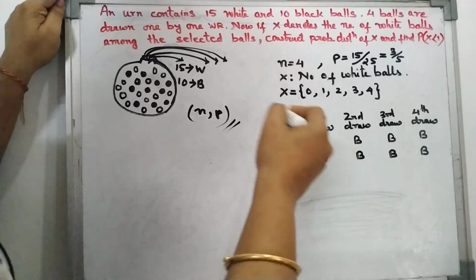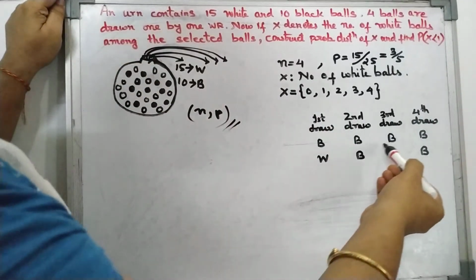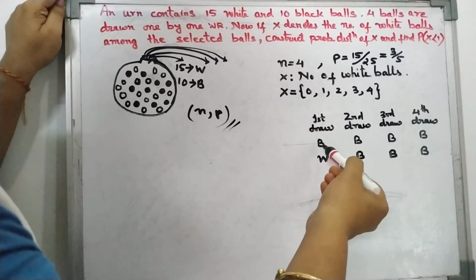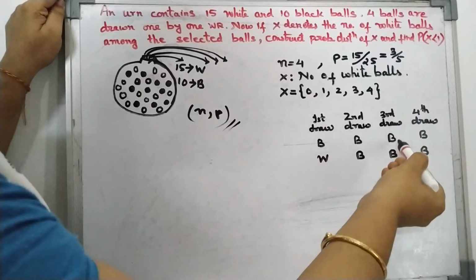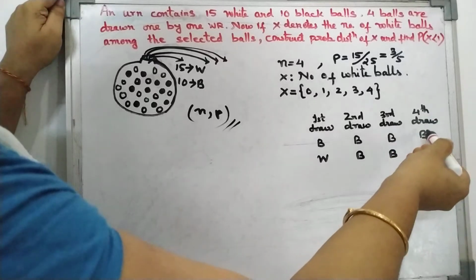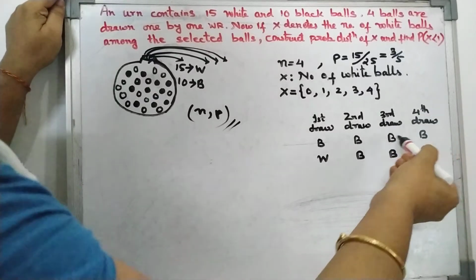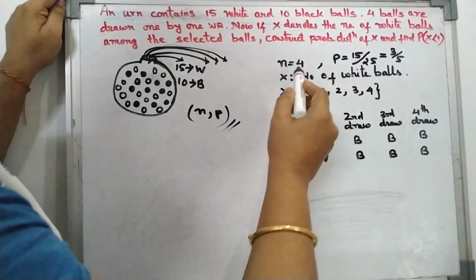0 means all black balls. This is the condition where in the first draw we get a black ball, in the second draw also a black ball, in the third draw also black, and in the fourth draw also black. So it denotes x equal to 0 here.